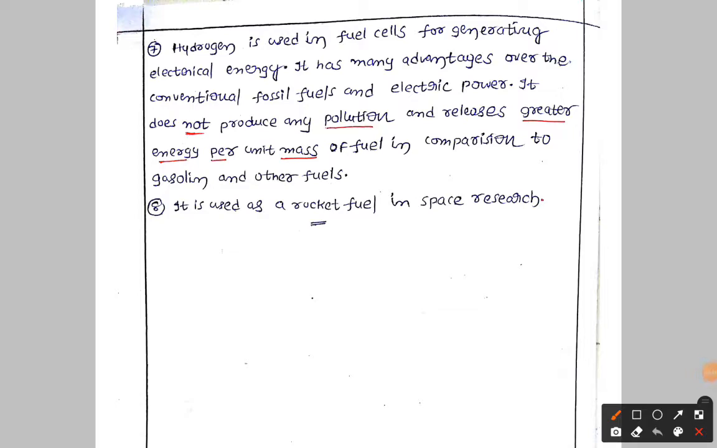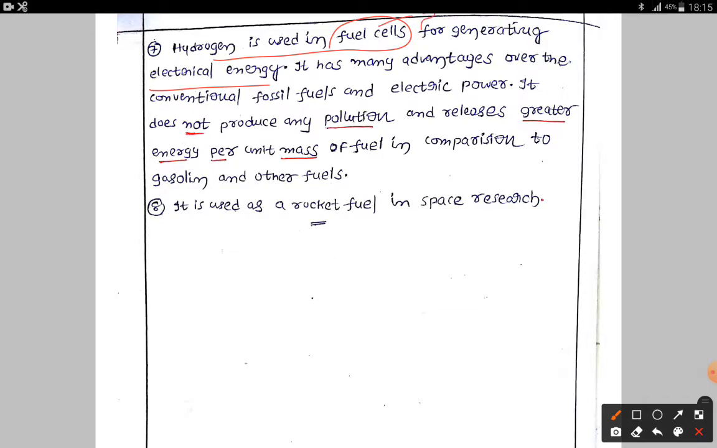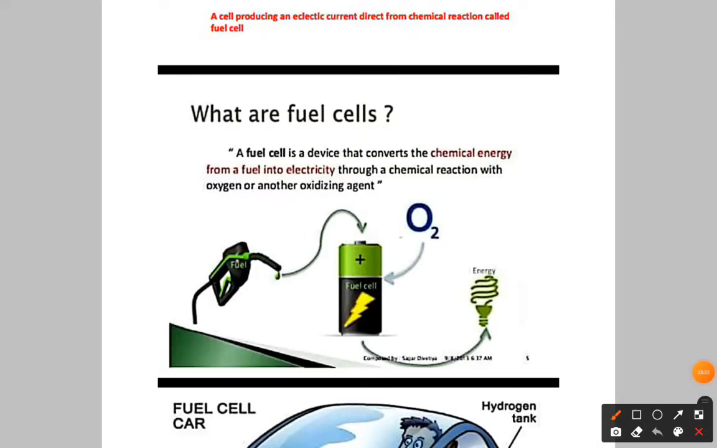Next, hydrogen is used in fuel cells for generating electrical energy. Now what does a fuel cell mean? Let us first understand the meaning of fuel cell. A cell producing an electric current directly from a chemical reaction is called a fuel cell. For example, some chemical reaction is going on, and with that you produce some electricity, that is called a fuel cell. So a fuel cell is a device that converts the chemical energy from a fuel into electricity.